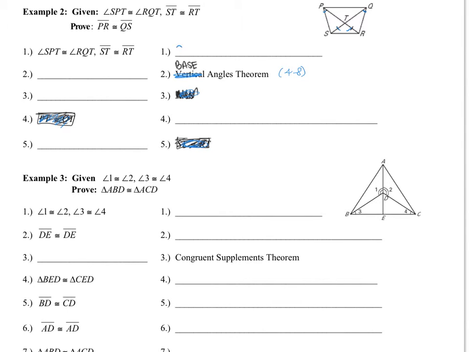So I could first write given. And since ST is congruent to RT, I can say that their opposite base angles are congruent. And this is based on the base angles theorem. When you have an isosceles triangle, then their opposite base angles are congruent. So for the next step, I can write angle PRS is congruent to angle QSR.